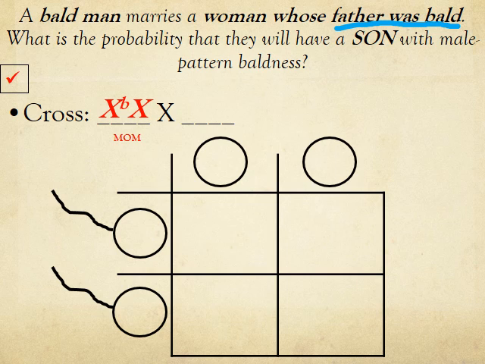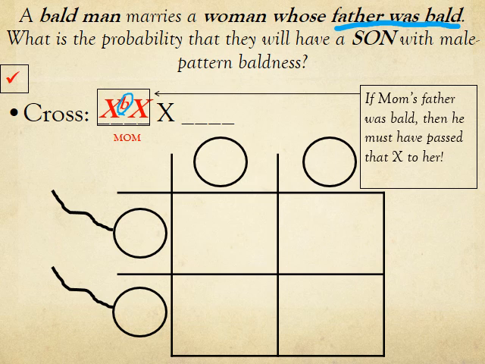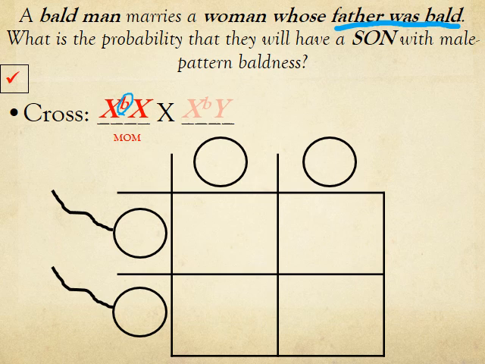Now, she marries a man, and her father was bald. So what we have to do for this is remember, females get one X chromosome from mom, one from dad. And considering dad was bald, he's only got one X chromosome, this one being the one that has our male pattern baldness. If mom's father was bald, then he must have passed the X chromosome onto her. Dad, who is also bald, once again, they can either have it or they don't. There are no carriers. So dad also has the recessive trait for male pattern baldness.